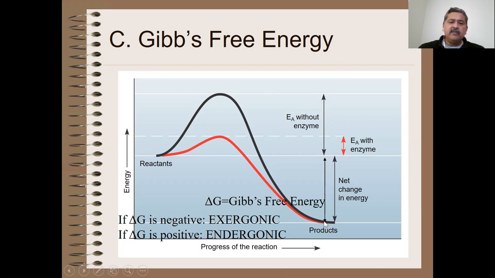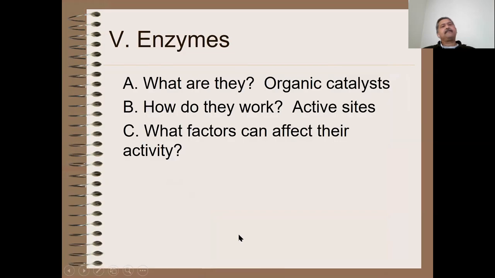Now, if these two lines ended up over here, then that would be called an endergonic reaction. It would be above this line. It would be more than the reactants right here. So here you have the reactants. If the products are above this line, that would be a positive delta G, and those are called endergonic reactions.